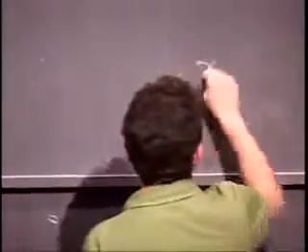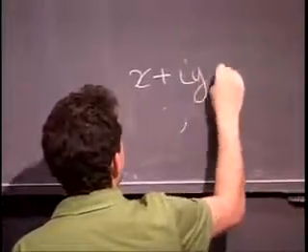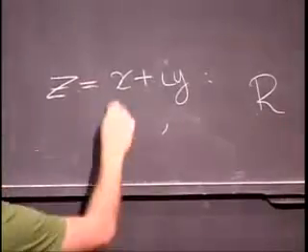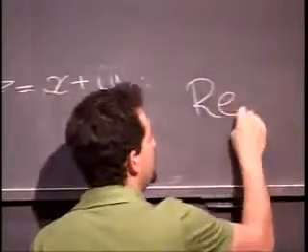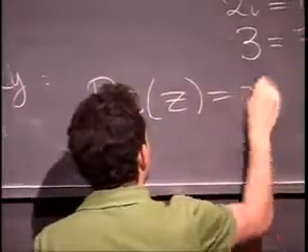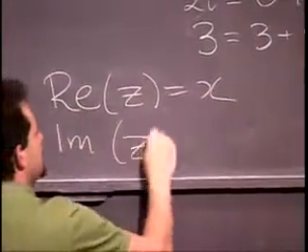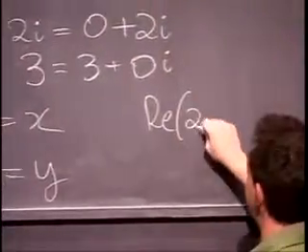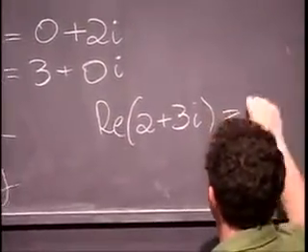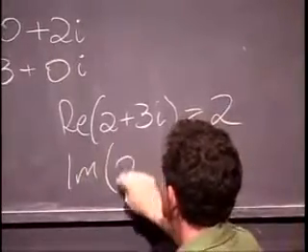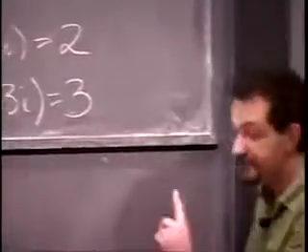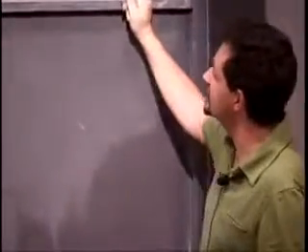x plus iy, the real part. If z, we normally write these things as z. So if z is x plus iy, the real part of z is x. And the imaginary part of z is y. So specifically, the real part of 2 plus 3i is 2. And the imaginary part of 2 plus 3i is 3. Not 3i, actually. The imaginary part, by definition, is just the real number out the front of the i.